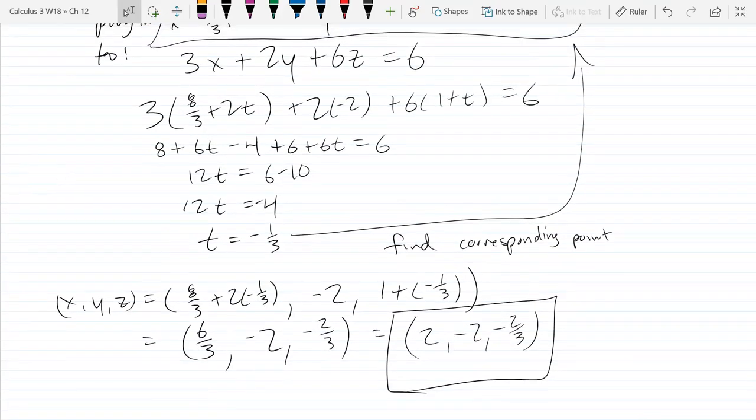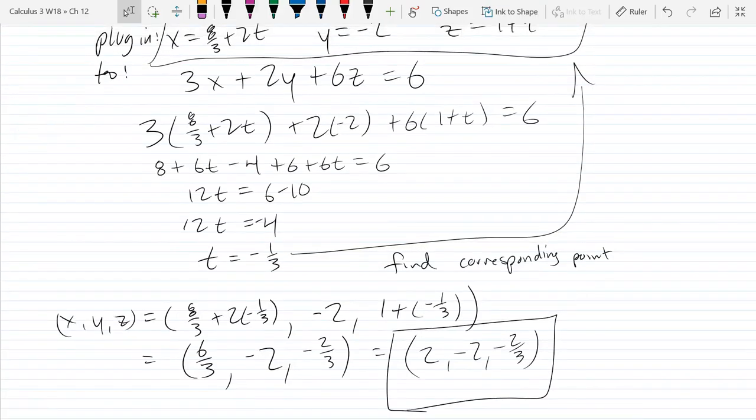In the first line, is that 8 thirds? Yes. Why is that -2/3? Uh-oh. Should it be +2/3?